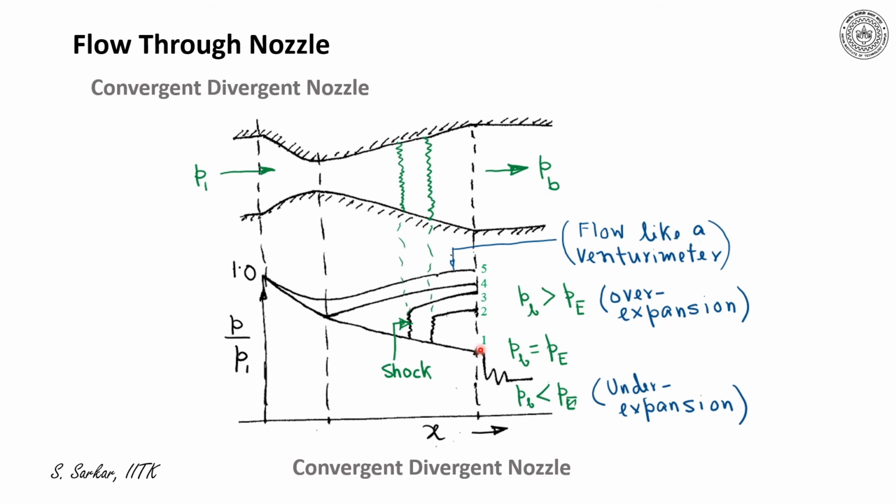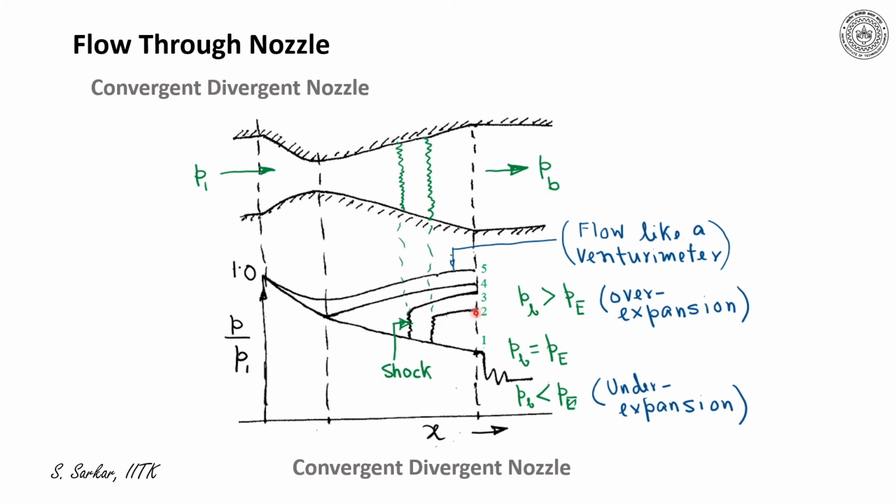Now, if the back pressure is increased beyond the design pressure PE, that means, let us consider the situation when PB is greater than PE, given by state points 2 and 3. Then a shock will form within the nozzle, and after the shock, the flow would be subsonic.